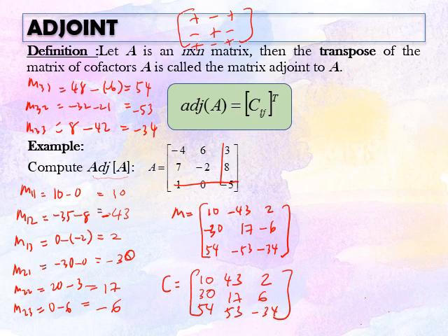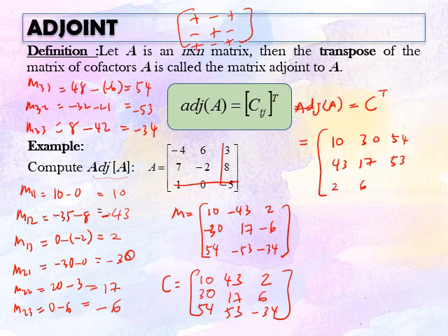So the adjoint is actually like this. Adjoint of A is equal to C transpose. So you just transpose it: 10, 30, 54. I hope you still remember how to transpose a matrix. It's very simple. We just change the row to become column, and the column becomes row. So this is the adjoint that we want. Okay, that's it.